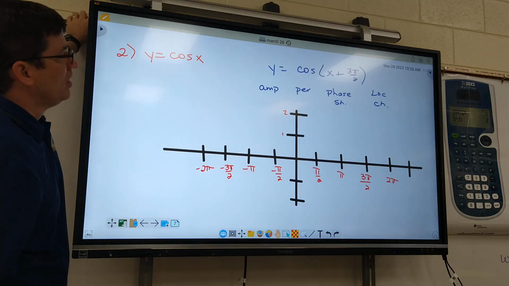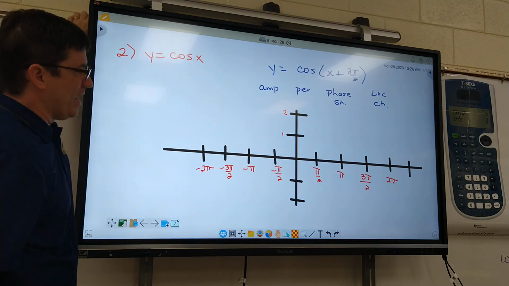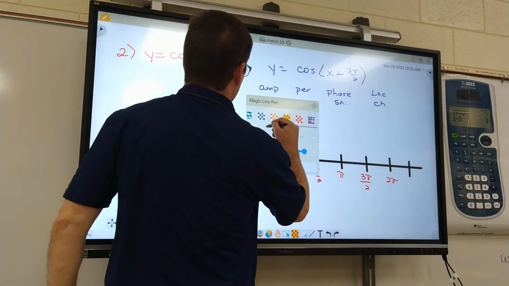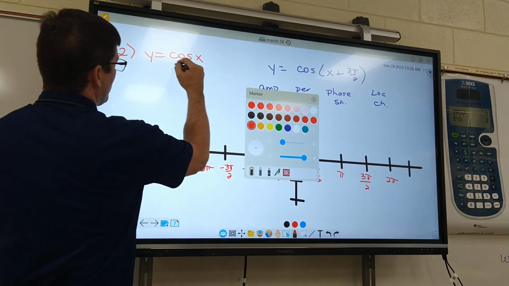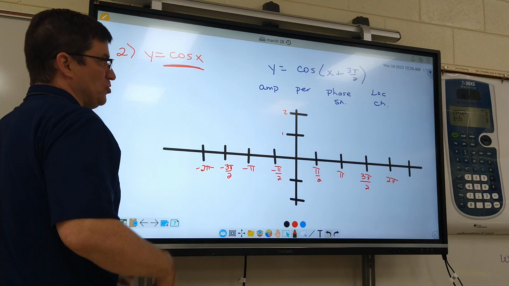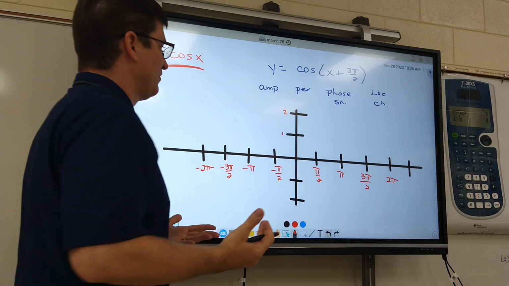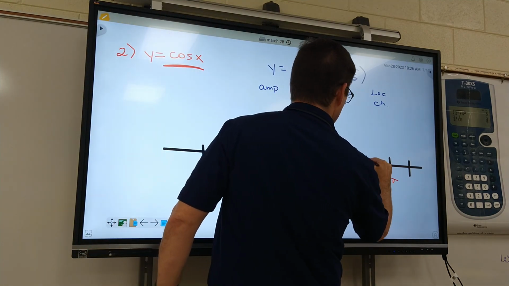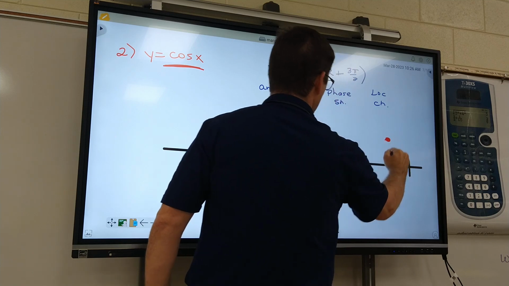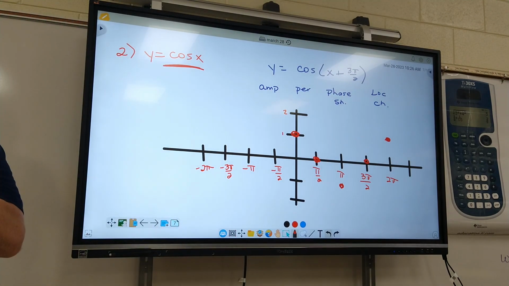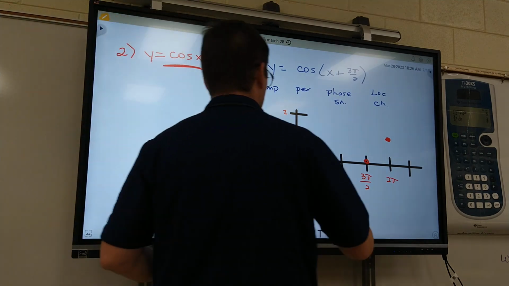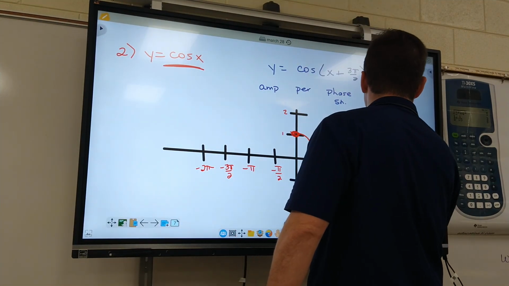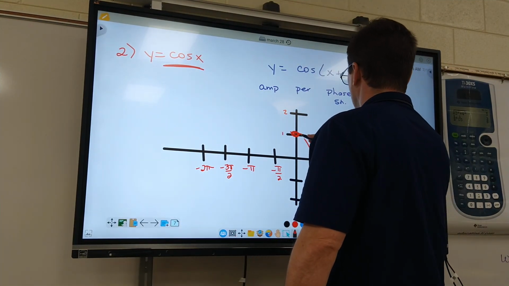Number 2. All right, this time, Harlan and Kaylin and anybody who was out yesterday, we have a new problem. We've got cosine x. So you also have to know what this one looks like. Starts at 1. All right, those are your 5 points. Now, it does not make a V. Remember, I said yesterday it's like handlebars on a bicycle. It's curved.